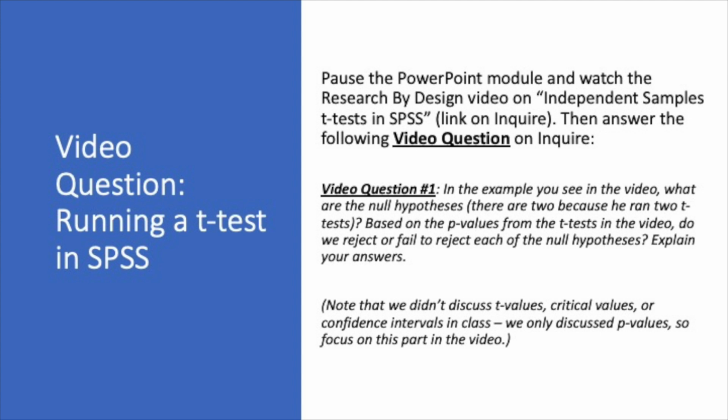In the example you see in the video, what are the null hypotheses? And there are 2 because you ran 2 t-tests. Based on the p-values from the t-test in the video, do we reject or fail to reject each of the null hypotheses? Explain your answers.